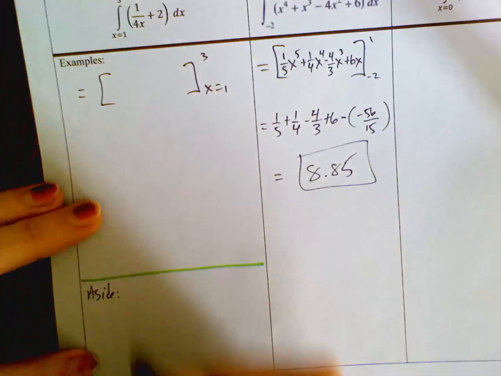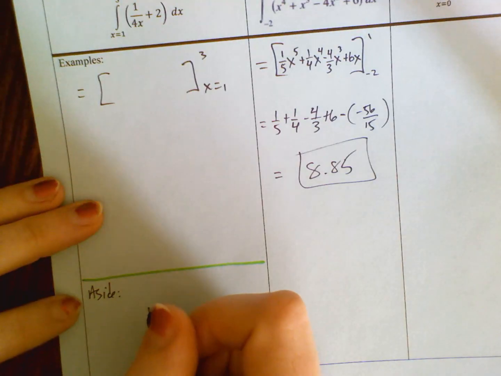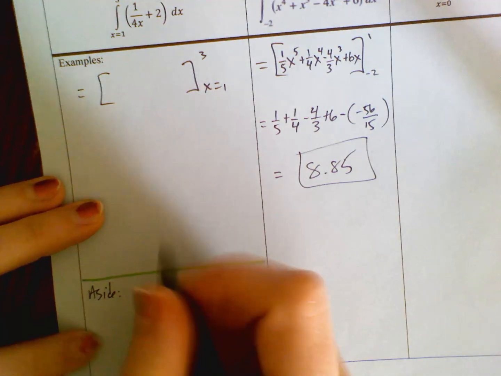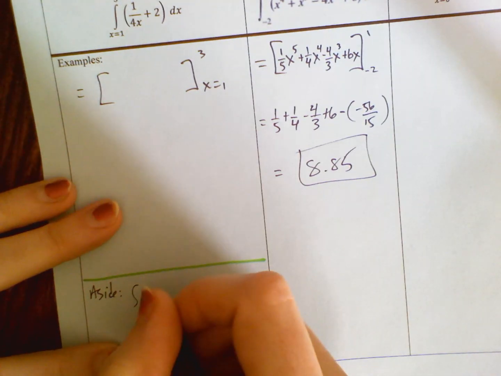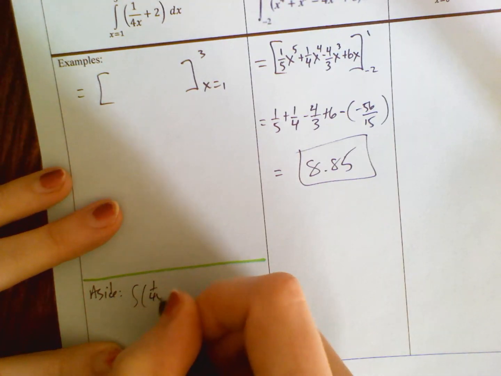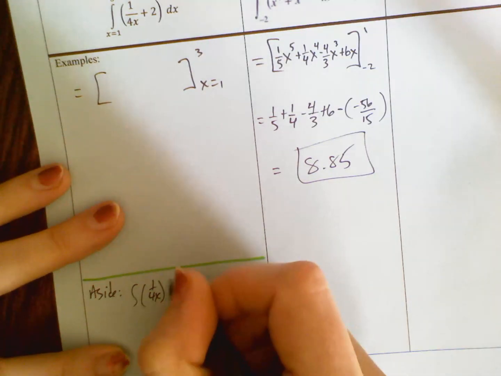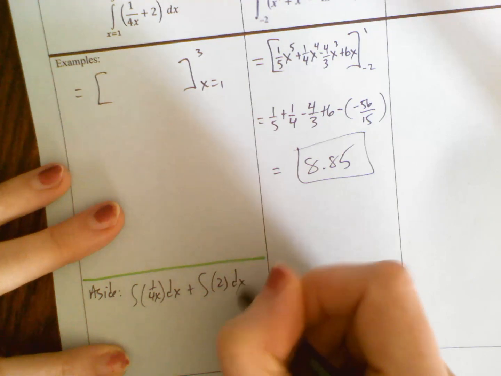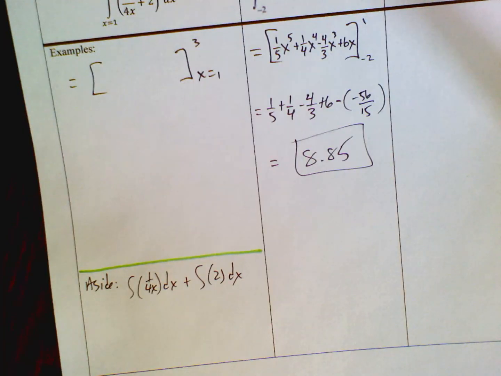So I'm going to do the antiderivative. I'm going to do an indefinite integral, just a regular integral, of 1/4x dx. And again, you don't have to do this. I'm just trying to really break it down for everybody.